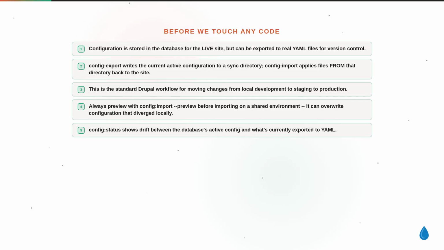Configuration is stored in the database for the live site, but can be exported to real YAML files for version control. Config export writes the current active configuration to a sync directory. Config import applies files from that directory back to the site. This is the standard Drupal workflow for moving changes from local development to staging to production.